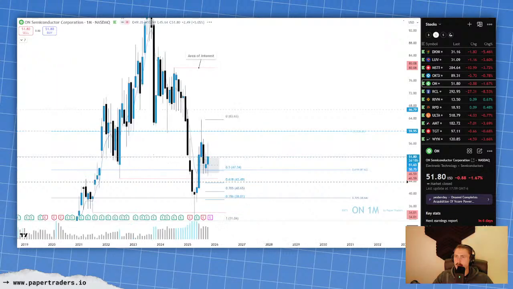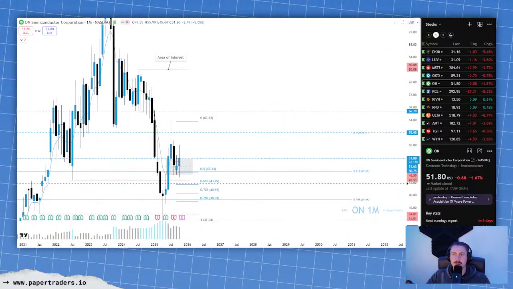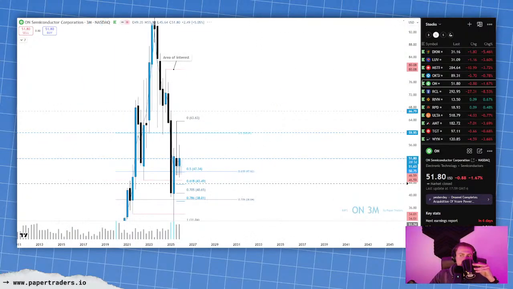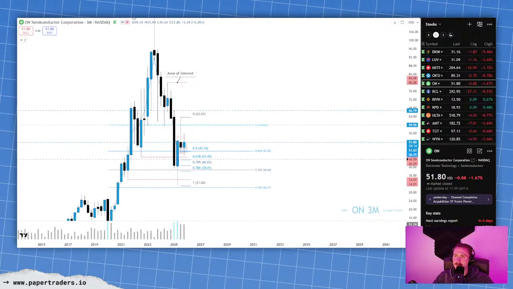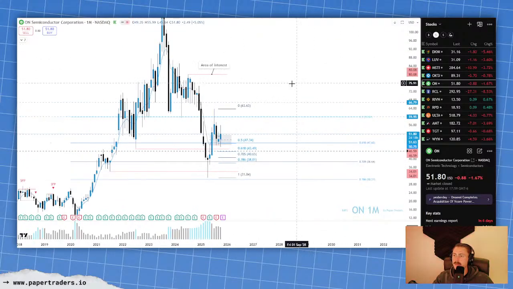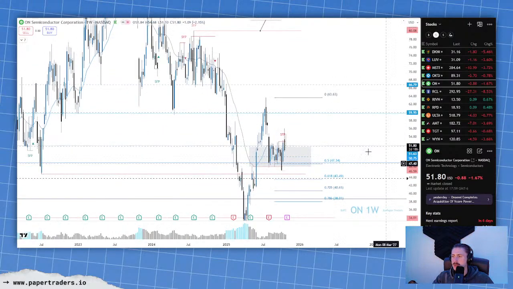Still kind of struggling at this monthly fair value gap. We really need to see above this 5180 for us to get above and continue to the upside. I do like the way that 3 month is looking though, the fact that we swept the bottom on it. And if they want to close out this month strongly, they definitely could, and we can see that continuation to the upside.